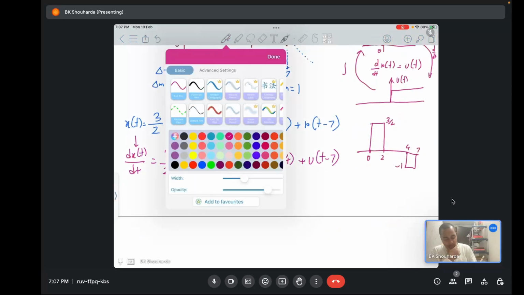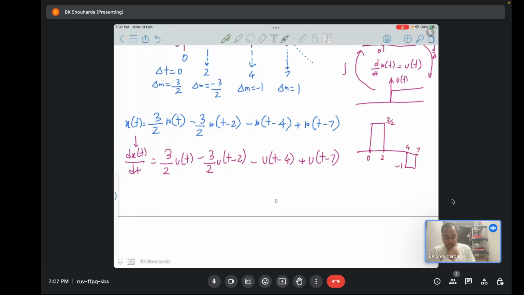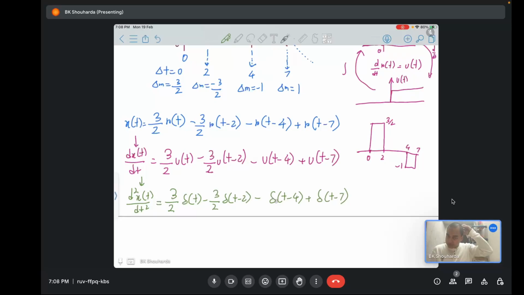Now let's differentiate this further, because I want to reach this signal in terms of the Dirac delta function. Why? I'll show you very soon. 3/2 delta(t) minus 3/2 delta(t minus 2) minus delta(t minus 4) plus delta(t minus 7). All right.